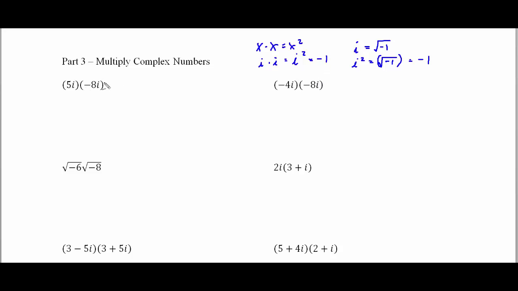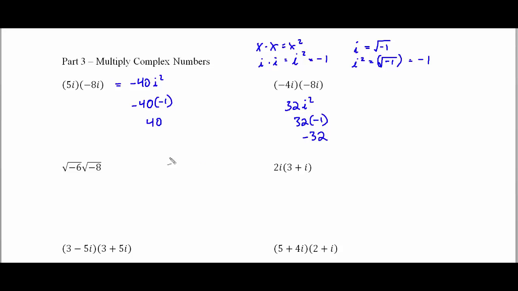Which brings this problem into focus, because 5 times negative 8 is negative 40, and i times i is i squared. And if i squared is the same as negative 1, so that's negative 40 times negative 1, or 40. That is the answer to the first problem. Here I'd have negative 4i times negative 8i, which is 32 i squared. And because i squared is negative 1, or 32 times negative 1, your answer is negative 32.